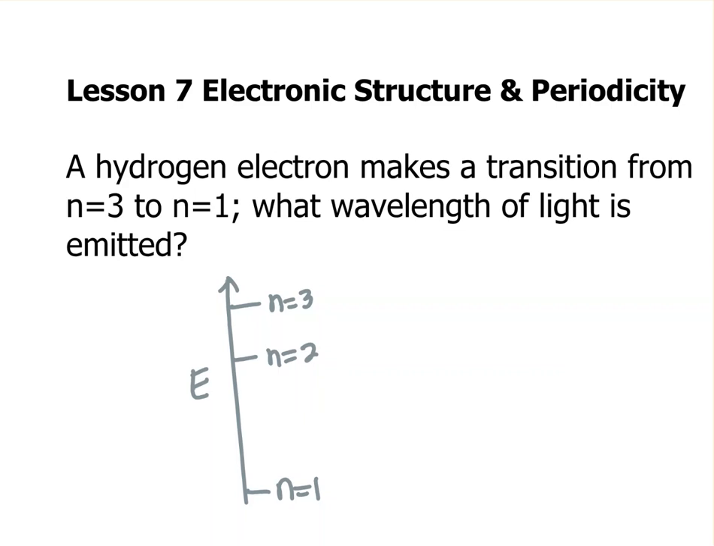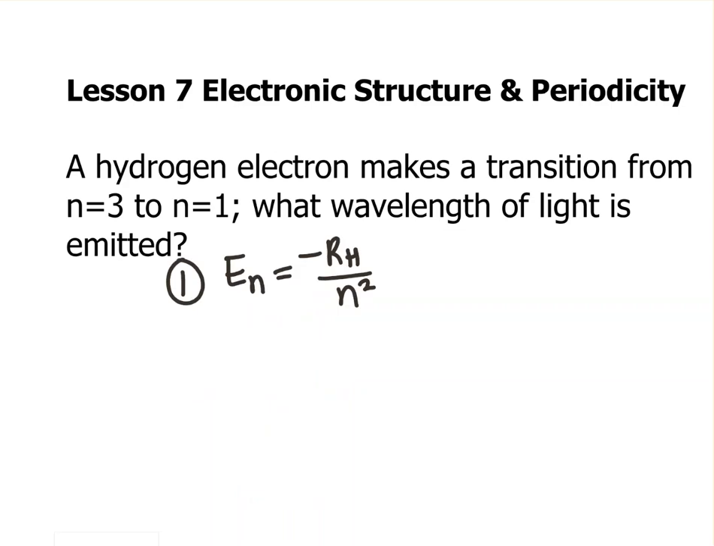We are going to be calculating the wavelength of light when an electron goes from n equals 3 all the way down to n equals 1. It will release 1 photon of light, and we will determine its wavelength and its color if it's in the visible. So let's look at our equations we'll use.